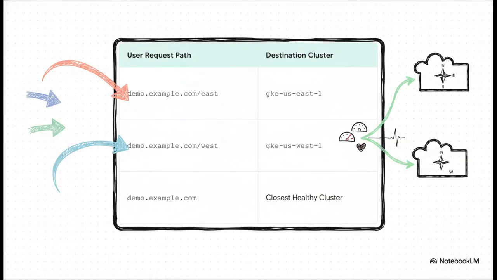And the best part is just how simple these rules can be. You can literally tell the gateway, hey, any traffic that comes in for a URL ending in /east, send it to my East Coast cluster. And anything for /west, that goes to the West Coast. But what about everything else? Well, for any other request, you can just say, send the user to whichever cluster is closest to them and is currently healthy. It's this beautiful mix of precise control and automatic intelligent routing.